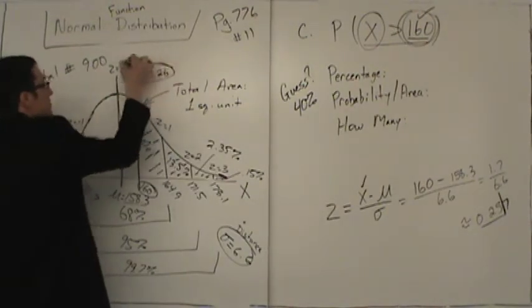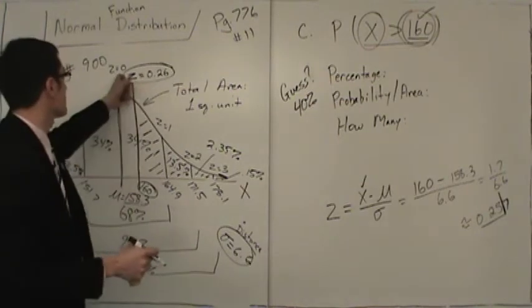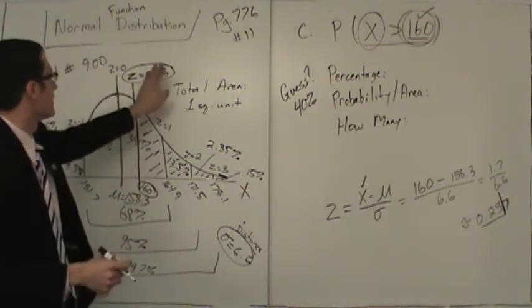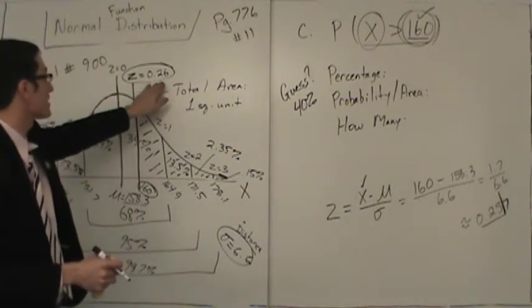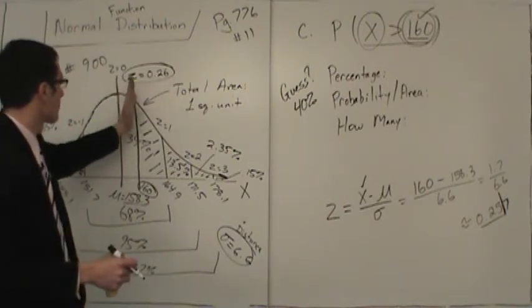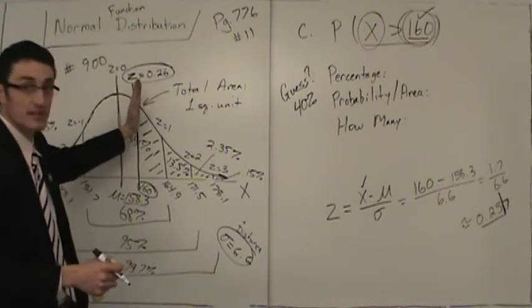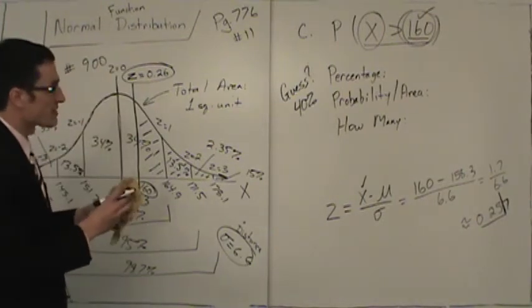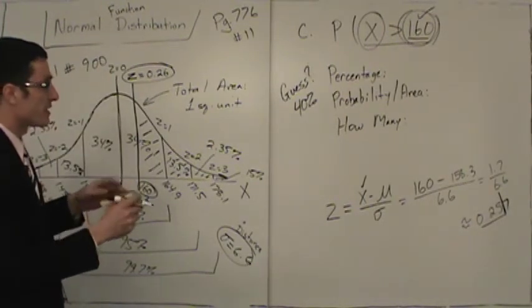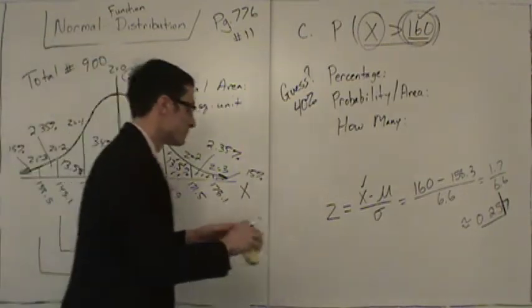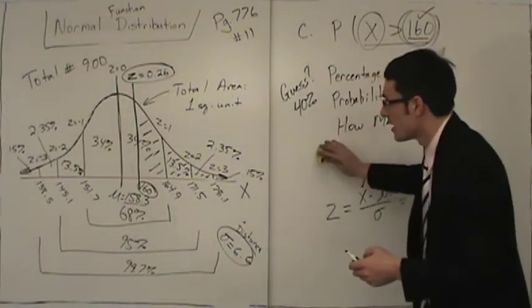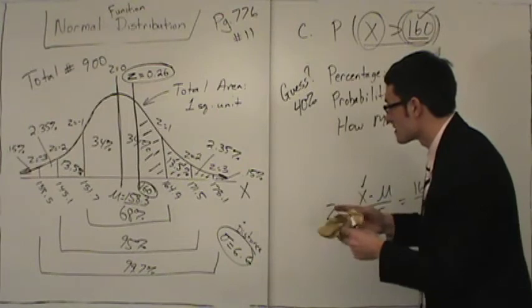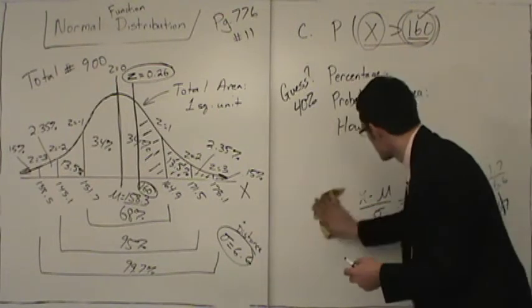Does this z-score make sense? Yes, the z-score is between 0 and 1. This means 0.26, or about 1/4 of a standard deviation, to the right of the mean. Okay? Now, so 0.26, we have 160 minus 158.3. Yeah, we're right. Okay, so we have our z-score.